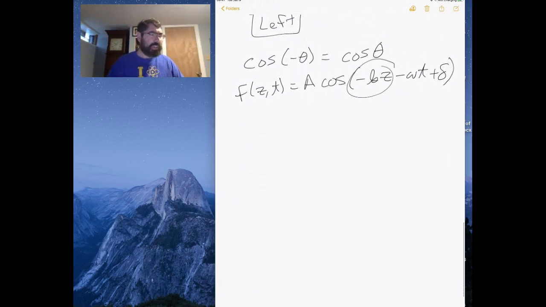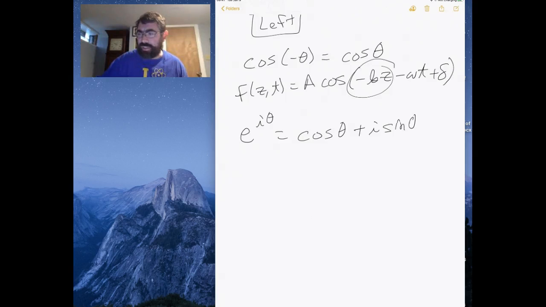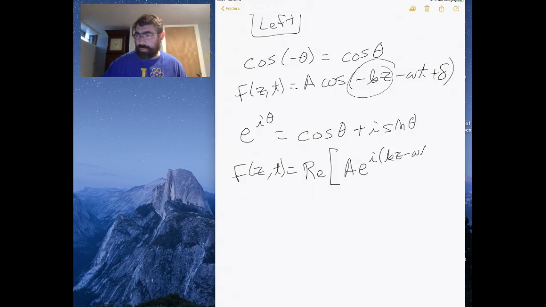Okay. Now, we can also write our waves in terms of complex notation, because if you remember, e to the i theta is equal to cosine theta plus i sine theta. So that would mean that the cosine part is the real part. So I could write down my wave function as the real part of a e to the i kz minus omega t plus the phase.